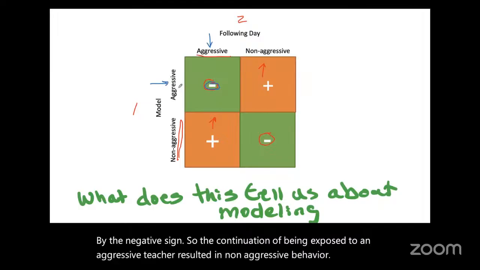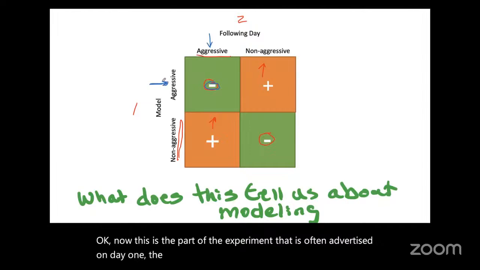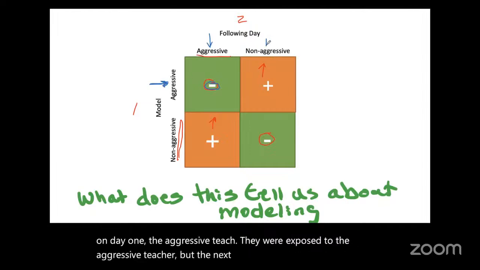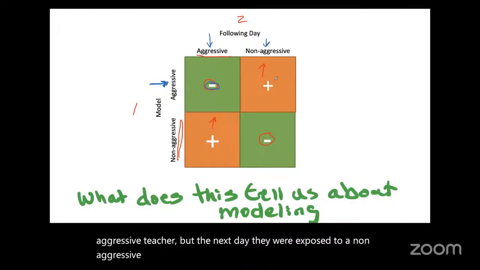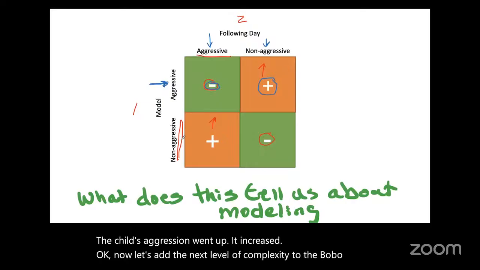Now, this is the part of the experiment that is often advertised. On day one, they were exposed to the aggressive teacher, but the next day they were exposed to a non-aggressive teacher. The child's aggression went up. It increased. Okay. Now let's add the next level of complexity to the Bobo doll experiment.